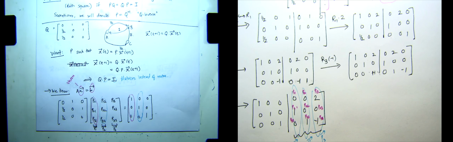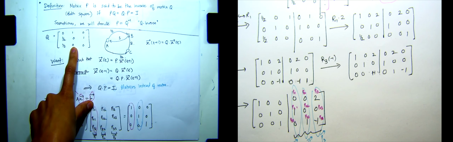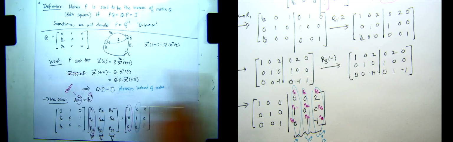Yes? Can you explain again how you got the initial matrix? The initial matrix, the Q? The side by side one. The six column one. Okay.